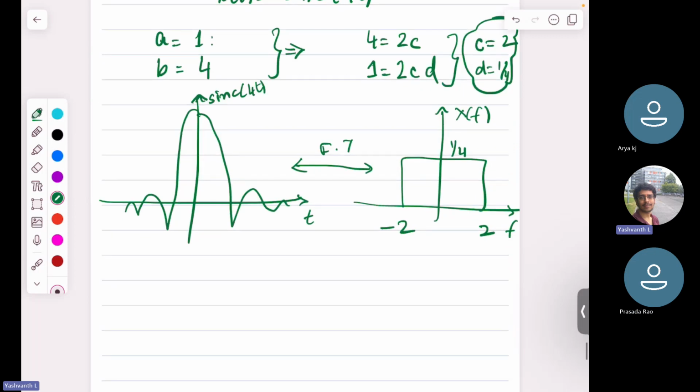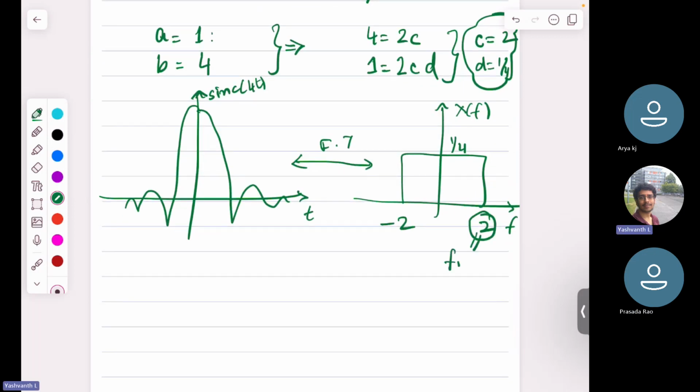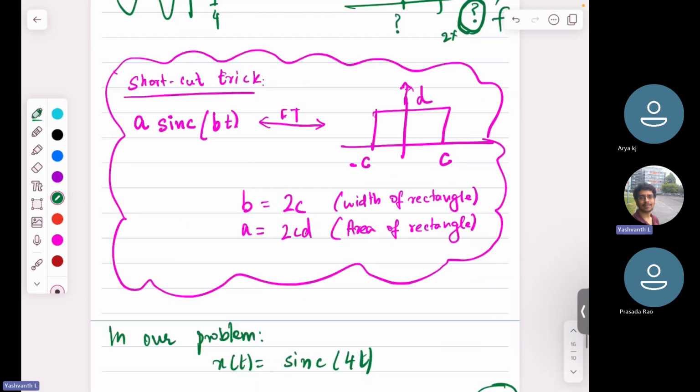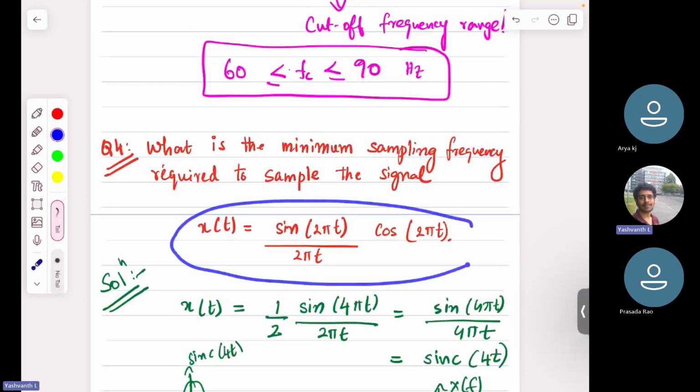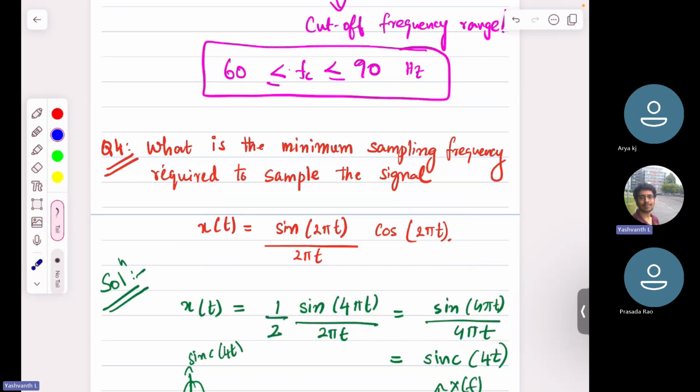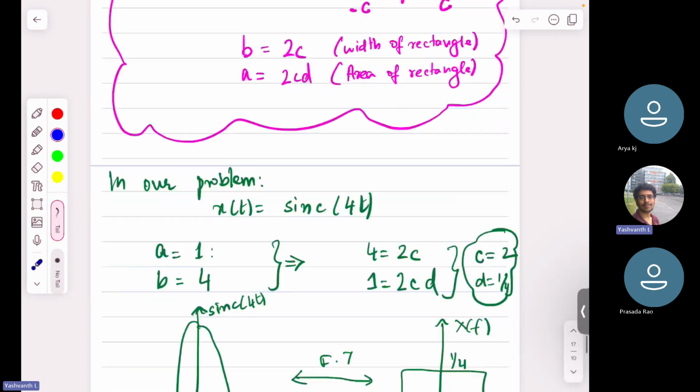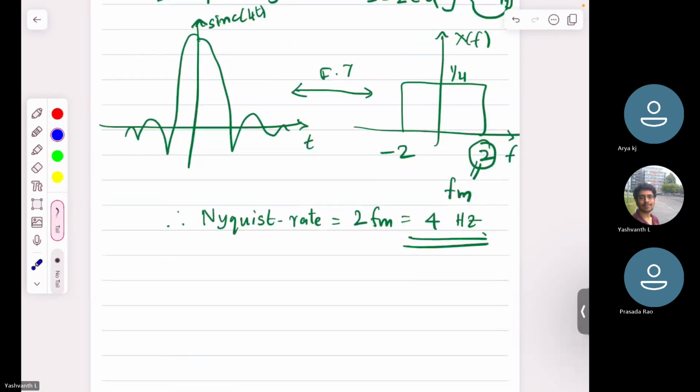Now, what does this give? Nothing but the maximum frequency content FM. Therefore, your Nyquist rate. What is Nyquist rate? It's 4, sir. Correct. 2FM equal to 4 Hertz. That's the answer. So the question was, what is the minimum sampling frequency required to sample the signal x of t equal to sin 2 pi t into cos 2 pi t divided by 2 pi t? It is 4 Hertz. Okay, that was question 4.